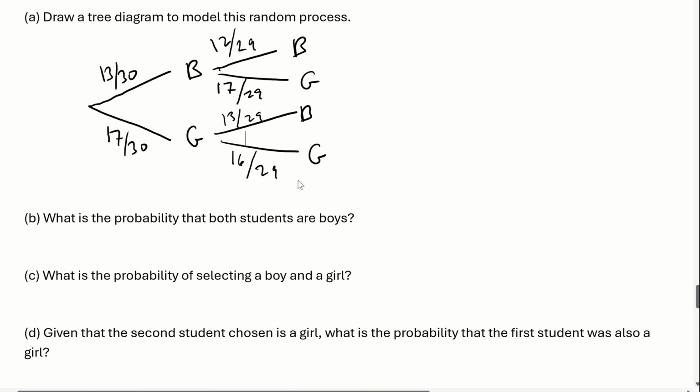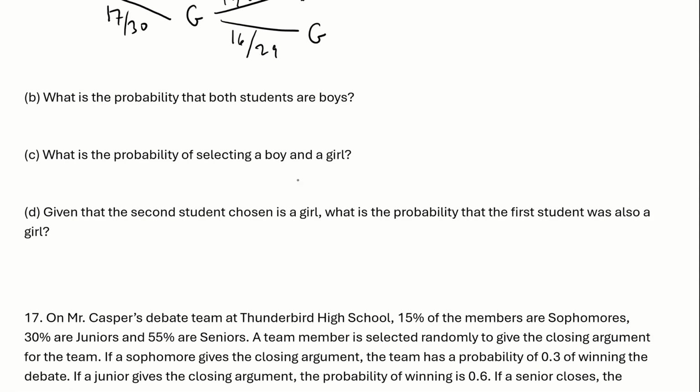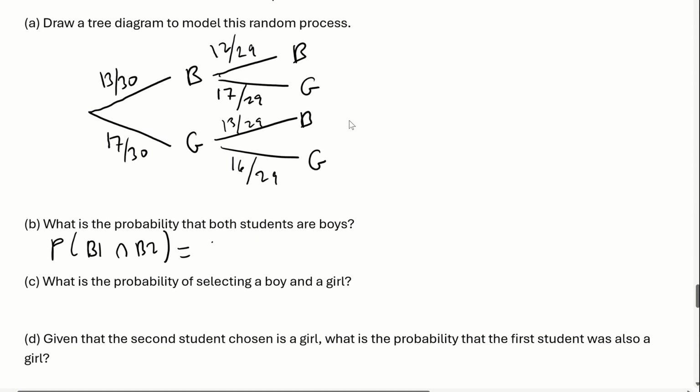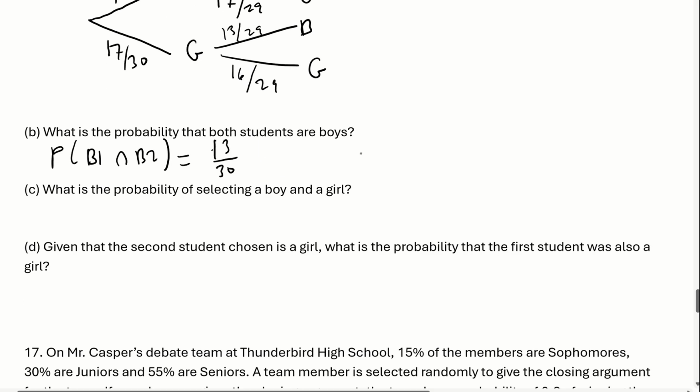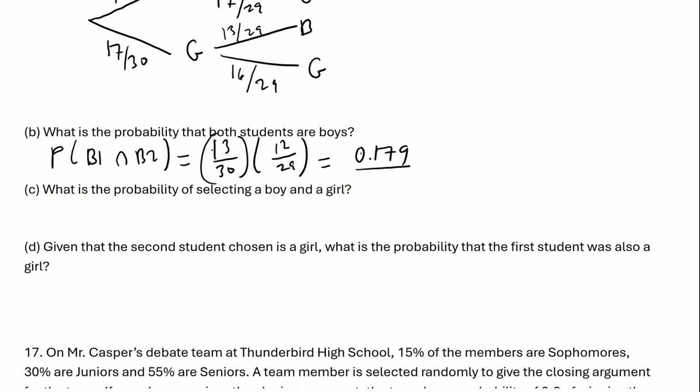What is your probability? So what is the probability that both students are boys? So that means probability of boy and the first is a boy. So boy 1 and boy 2. Basically, I'm just going to do that. All right, so it's the boy 1 and boy 2. You're basically just doing these two, right? I'm doing those two probabilities. Okay, so 13 out of 30 times 12 out of 29. And that's 0.179 approximately.